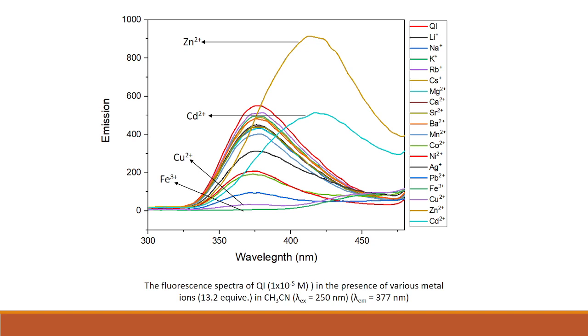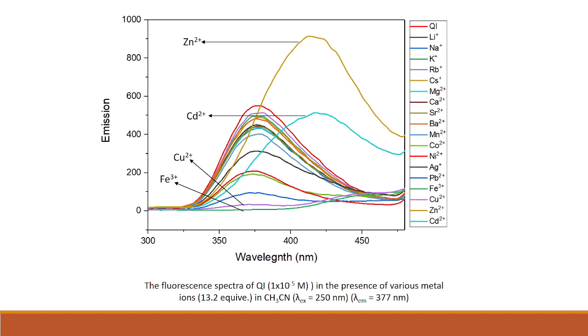Here we have the fluorescence spectra of the sensor Qi, which exhibited a maximal emission at 377 nanometers, and we can see how 13.2 equivalents of the metals can affect the fluorescence spectrum. The spectrum is redshifted from 377 to 419 with an enhancement in the emission of twofold due to the interaction with zinc metal ion.